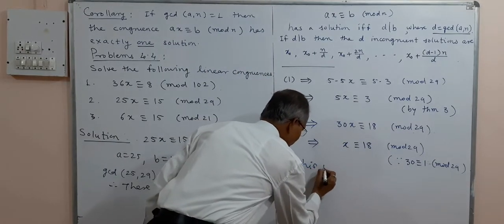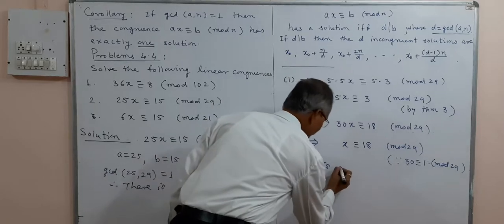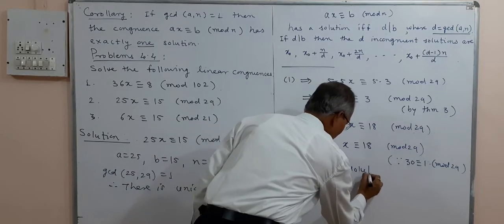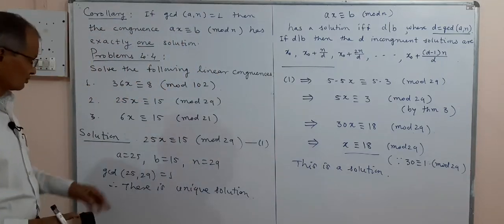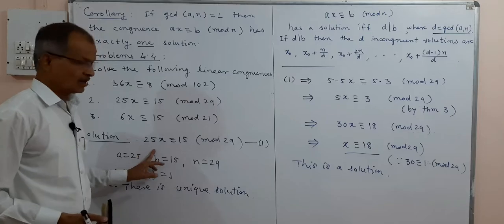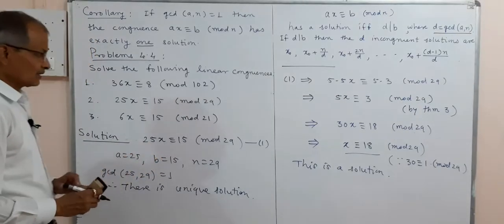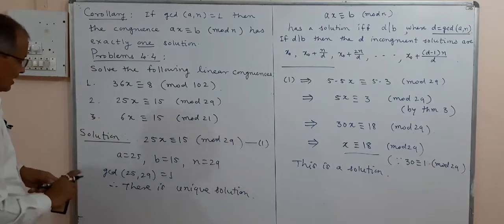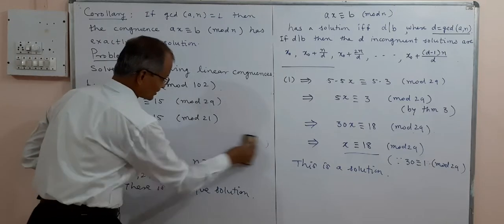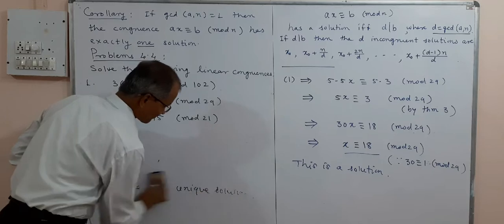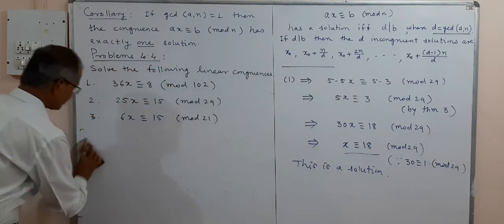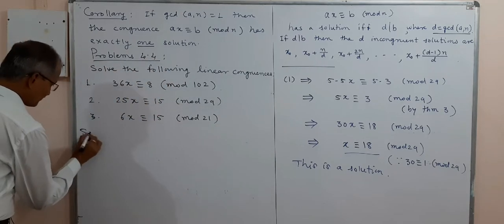This is a solution of the congruence. This is the required solution. x congruent to 18 modulo 29 is the solution for this congruence. You substitute this value of 18 and check here also. So that gives the solution for the second problem. Now we shall consider the next. The next is 6x congruent to 15 modulo 21. Solution for 3.